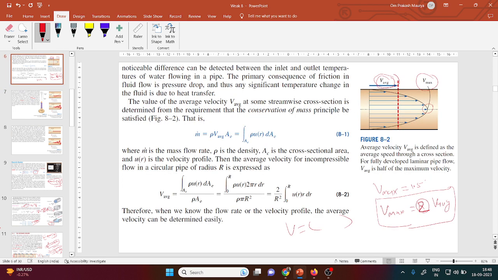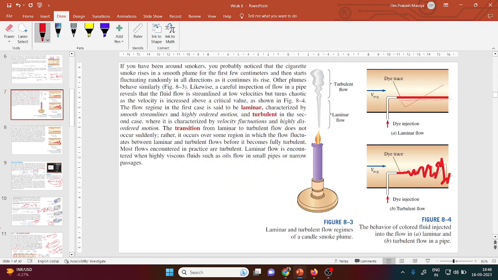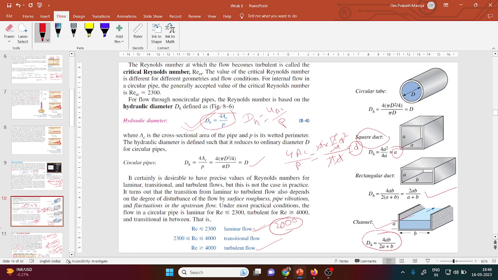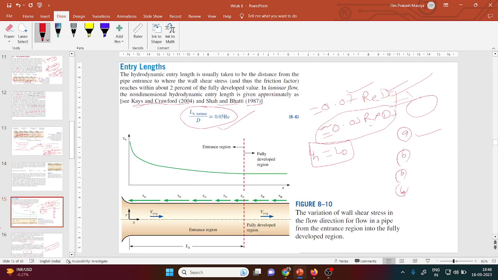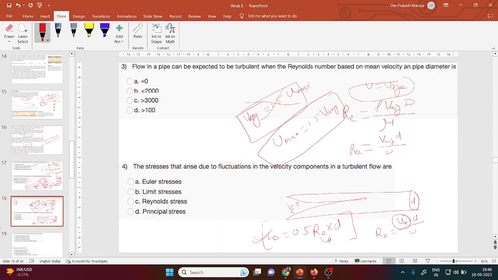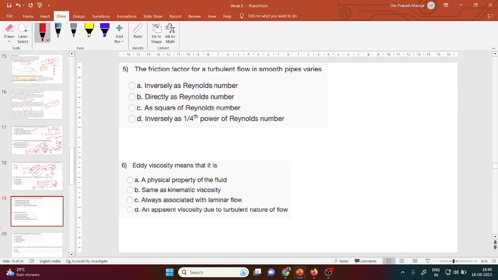So for the maximum and the average, the ratio is 2, not 1.5. I think 1.5 is in the case of the rectangular one, if your flow is between two parallel plates. In that case, your maximum velocity is 1.5 times the average velocity. So you need to explore your knowledge from the book. But in case of a pipe, it will be 2. I am sure.